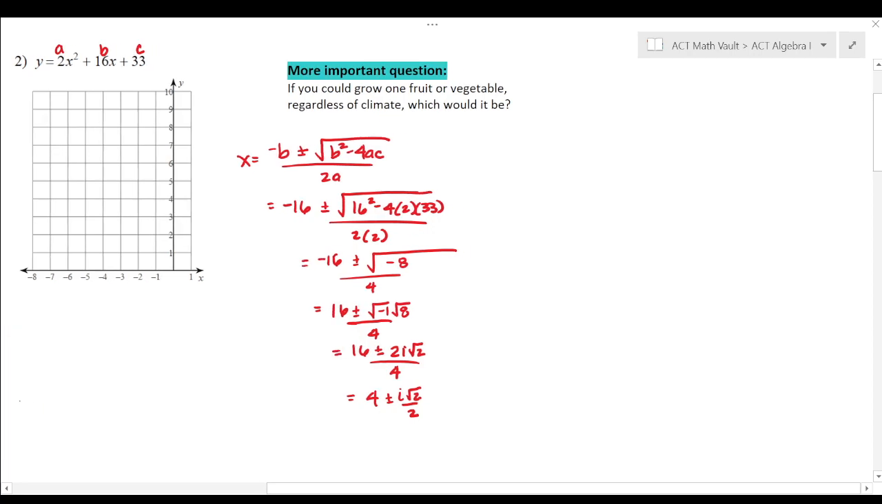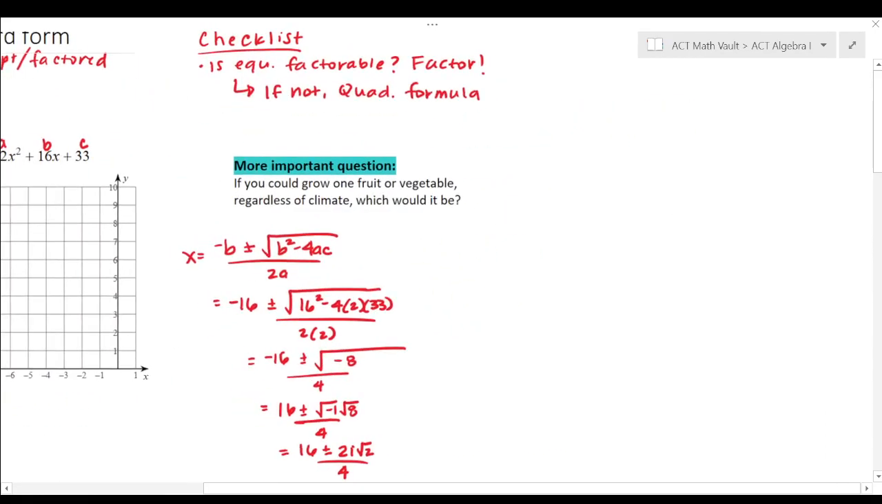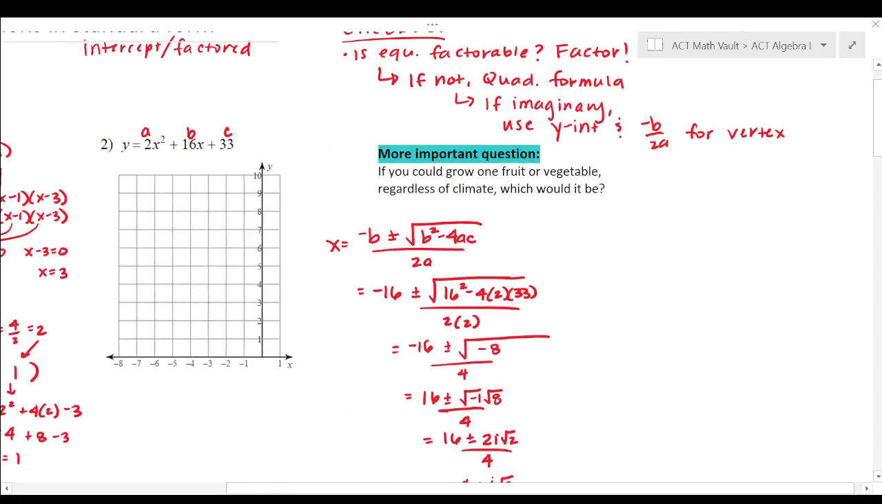So you kind of think of, okay, if I can't do intercepts, like if not quadratic formula. And then another thing I want to say is, if imaginary, think of this as like easy, medium, hard. Sometimes quadratic formula just tells you where to plot it on the x-axis, right? But if imaginary, then we're going to use a trick that's just use the y-intercept and the negative b over 2a to find the vertex. Okay, let me show you what that means.